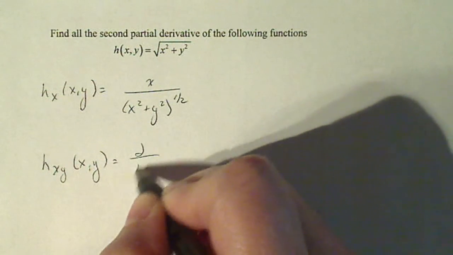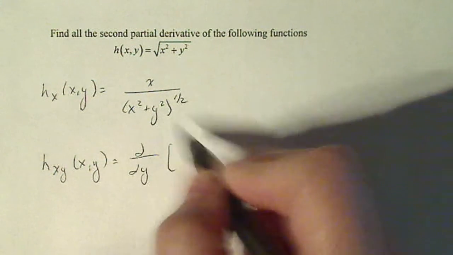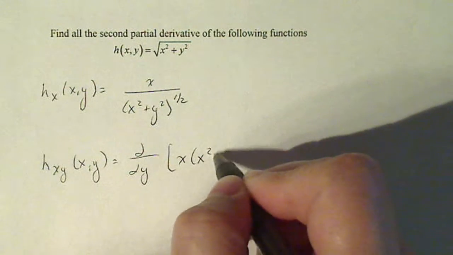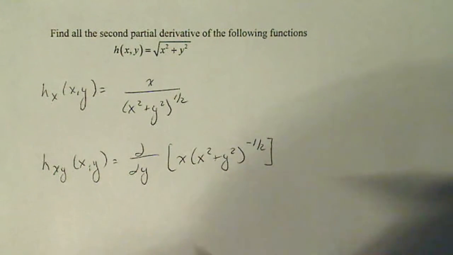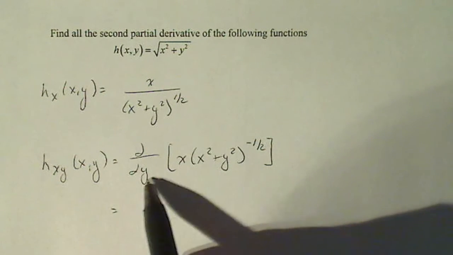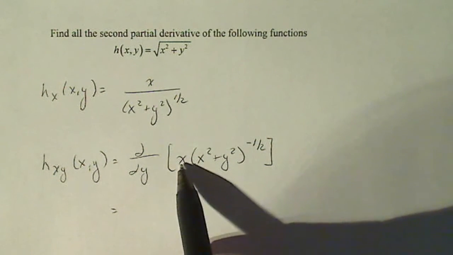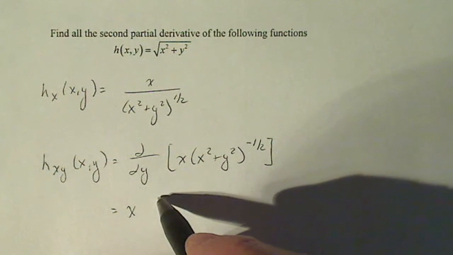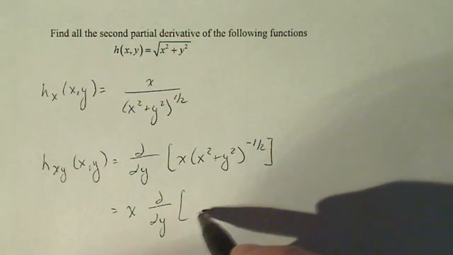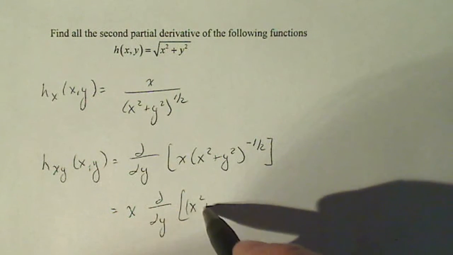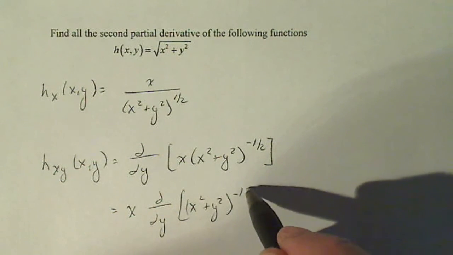So that means I'm going to take the partial with respect to y of x times (x squared plus y squared) to the minus 1/2. Do a little bit of algebra before you start your show. Now because y is the variable, x is the constant, this is the same as taking x times the derivative with respect to y of (x squared plus y squared) to the minus 1/2.